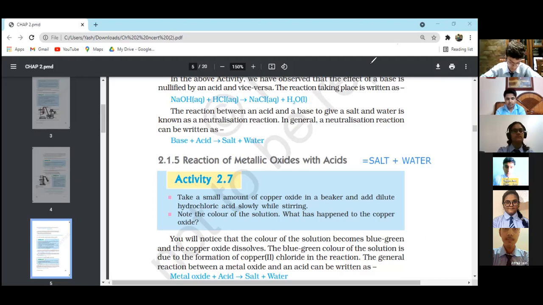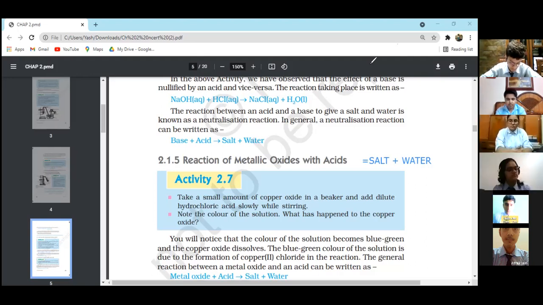Hydrochloric acid is a mineral acid; from the start of the chapter we are saying they are highly reactive and may cause a burning sensation, and generally they cause exothermic reactions also. Therefore, they should be added slowly and gradually and stirring should be done parallelly. Why should stirring be done parallelly? So that heat is uniformly spread, right? So now take a small amount of copper oxide, right? What is the color of copper oxide?